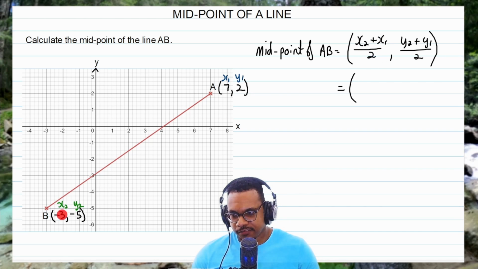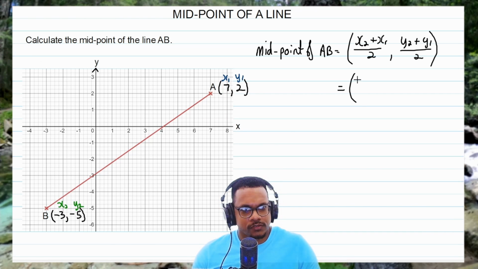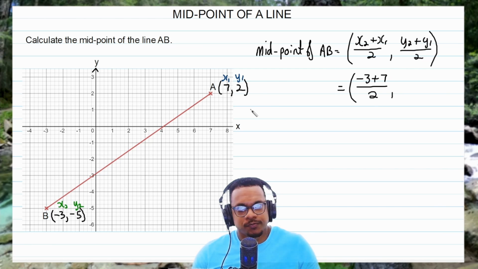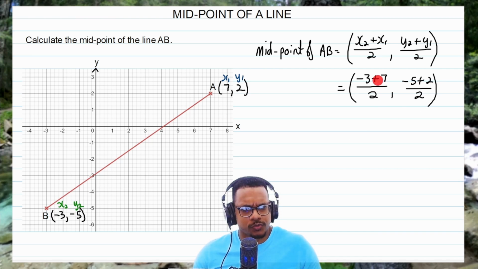So x2 is negative 3 and x1 is positive 7. So we have negative 3 plus 7 divided by 2. And now for the y component, we have y2 plus y1 divided by 2. So y2 is negative 5 and y1 is 2. So we have negative 5 plus 2 divided by 2. Now we'll work out our x component and our y component.